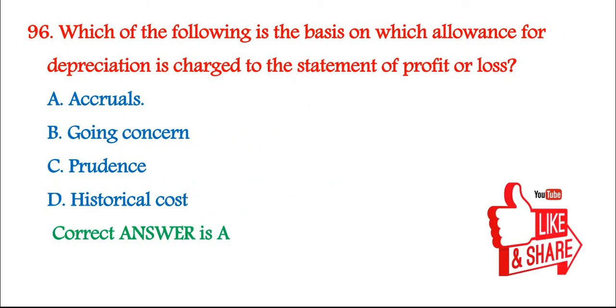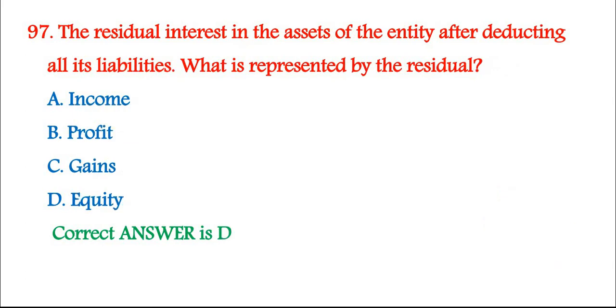96. Which of the following is the basis on which allowance for depreciation is charged to the statement of profit or loss? A. Accruals. B. Going concern. C. Prudence. D. Historical cost. Correct answer is A. 97. The residual interest in the assets of the entity after deducting all its liabilities. What is represented by the residual? A. Income. B. Profit. C. Gains. D. Equity. Correct answer is D.